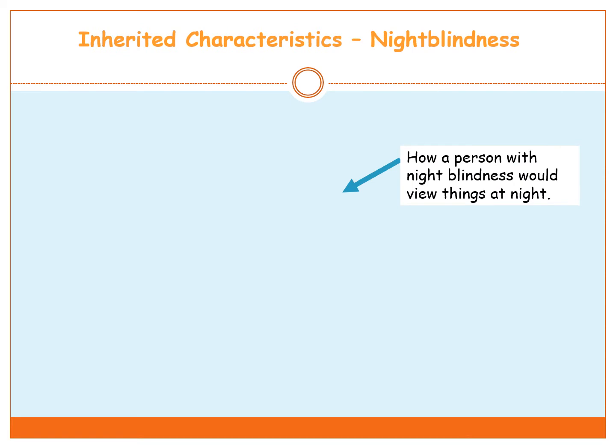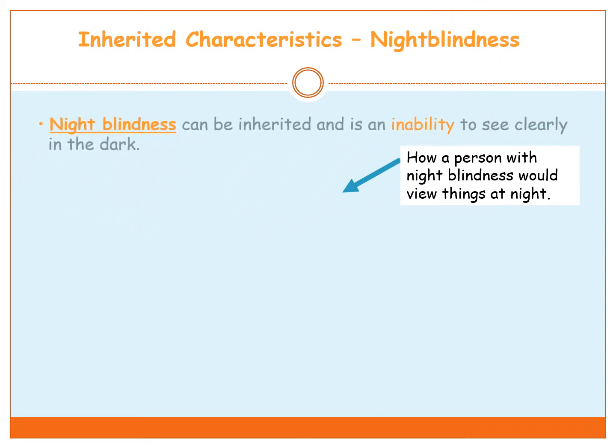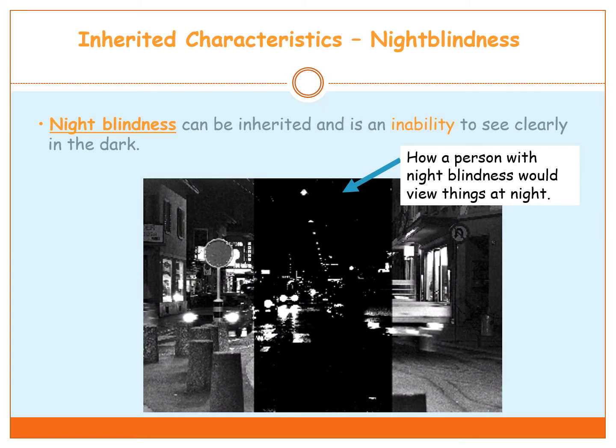Another example of an inherited characteristic is night blindness. This is the inability to see clearly in the dark, and this image shows how a person with night blindness would view things at night.